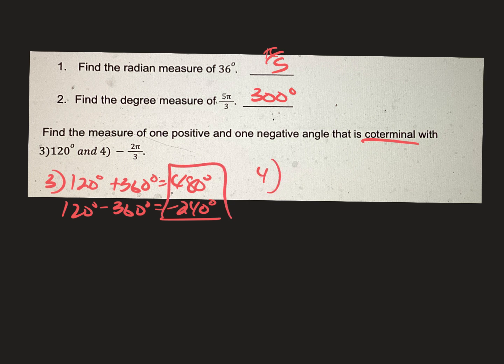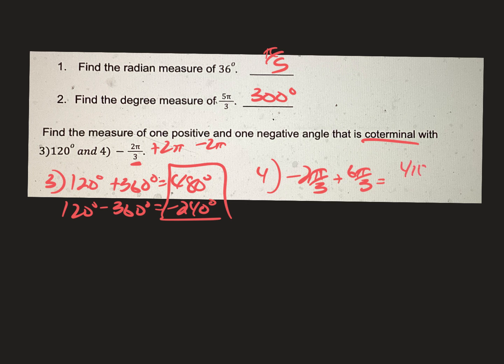Number 4, because it is radians now, you got to find one positive, one negative. We're going to add 2 pi and also subtract 2 pi from that answer. Now, remember how we did that the other day? We took whatever the denominator was and doubled it. So if I double 3, that's 6. So I'm really going to add 6 pi over 3. Would you think about that? That is 2 pi, because 6 is twice as big as 3.